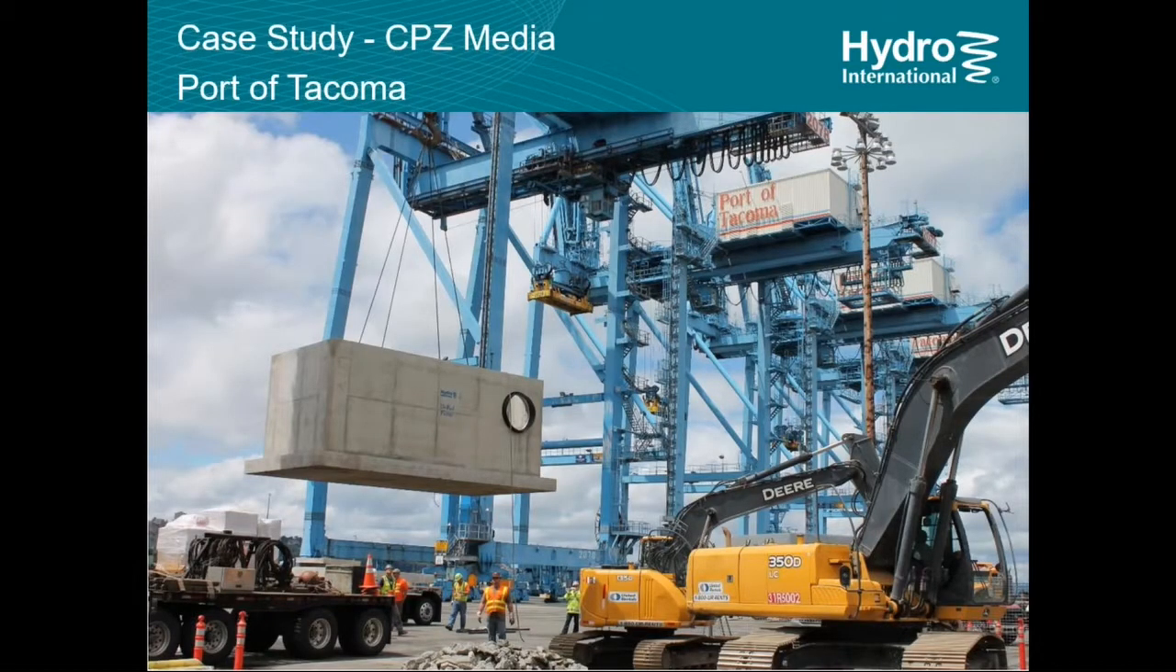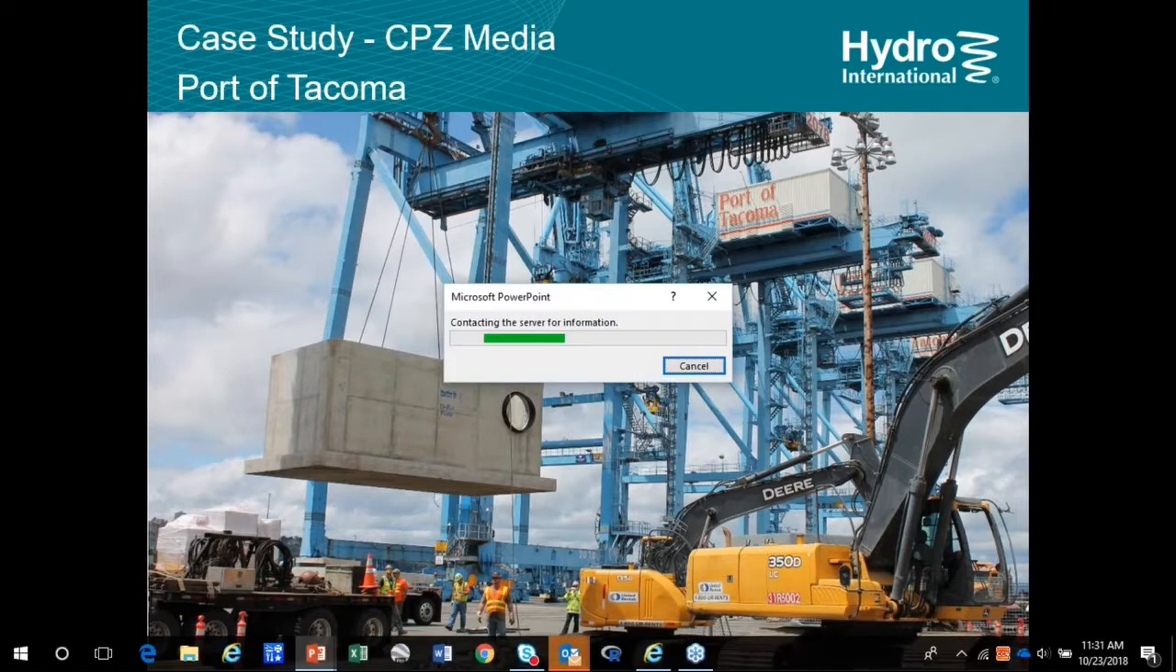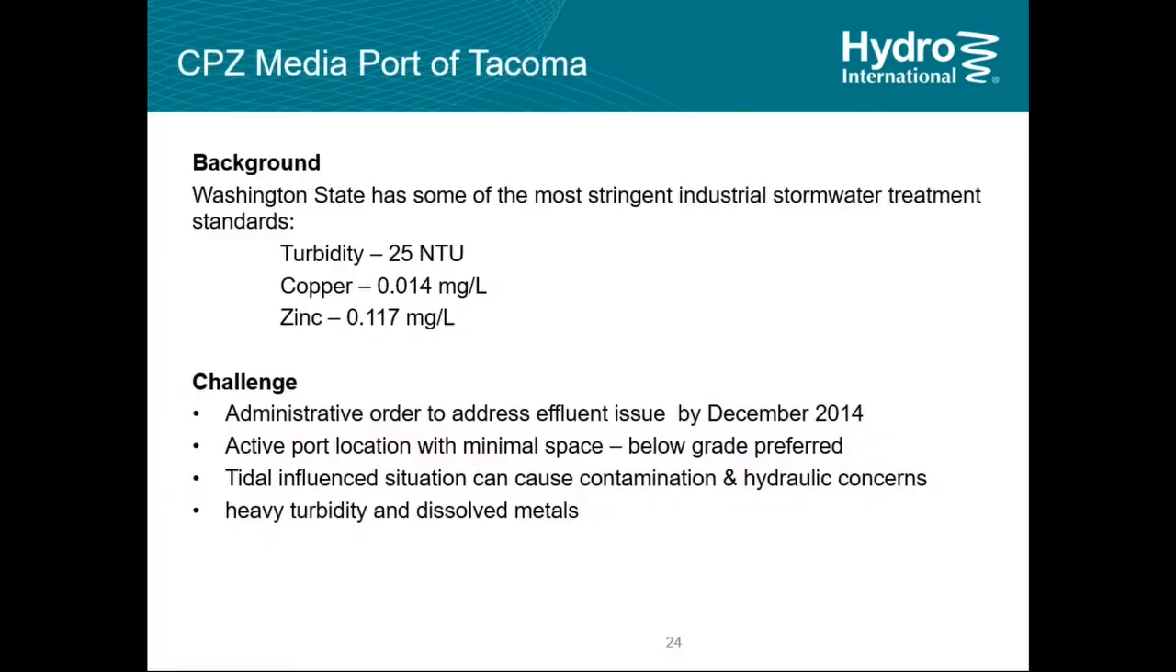Another case study for CPZ was the Port of Tacoma. This was an extremely large job at a very active port. You can see the cranes. It's a container terminal, so you have the long metal containers that they lift and put on trailers and move around. The background: Washington State has very stringent industrial standards, with turbidity of 25, very low copper, very low zinc.